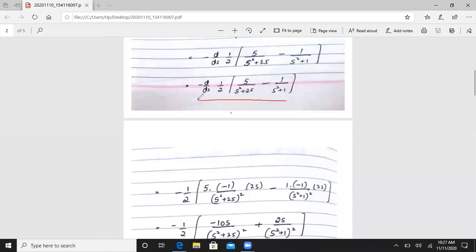Okay, here 1 by 2 is a constant value as it is. Then 5 divided by s square plus 25 minus 1 divided by s square plus 1. Here we differentiate with respect to s. This becomes the u by v formula. There are two terms, u by v and u by v.